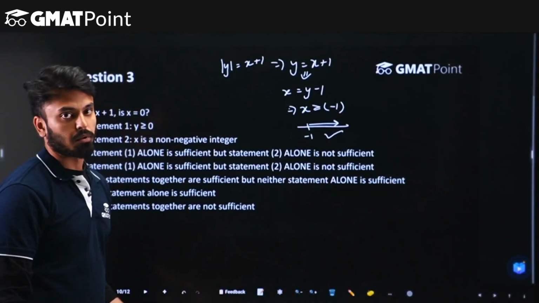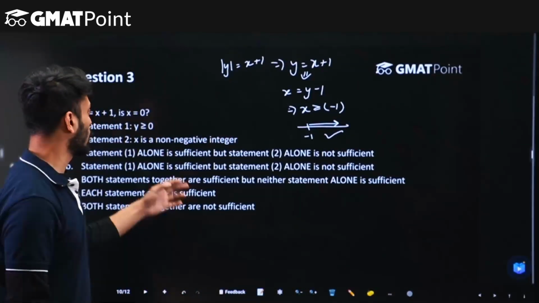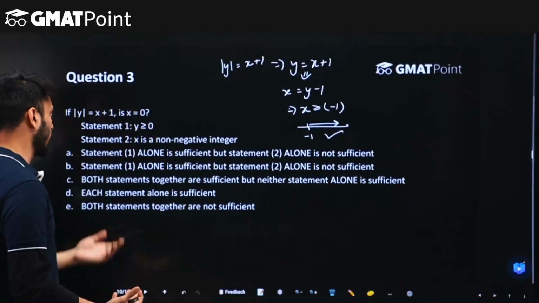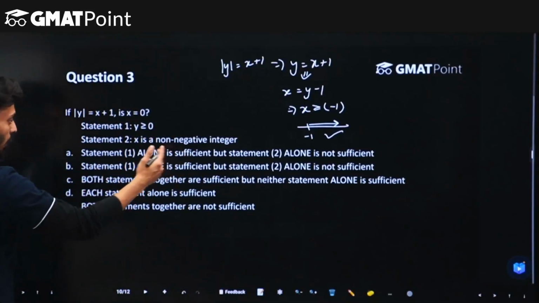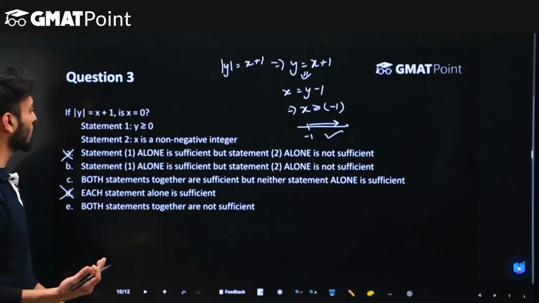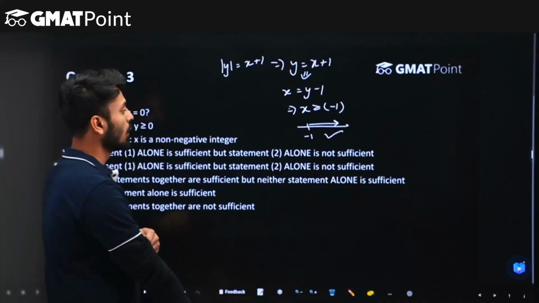Now this can have multiple values. 0 is only one of them. So I cannot answer the question, is x equal to 0, definitively with statement 1. So statement 1 alone being sufficient is not going to be true. And each statement alone being sufficient is also not going to be true, because I know at least one of them is insufficient. Right?